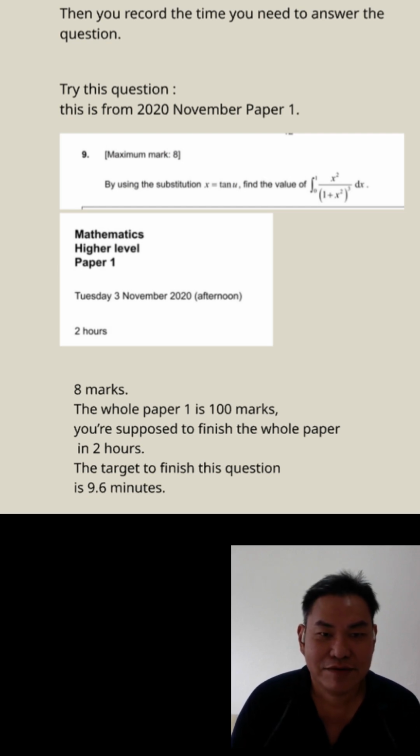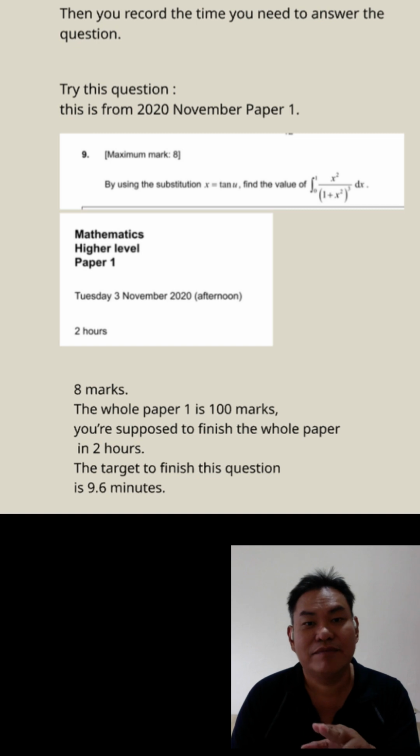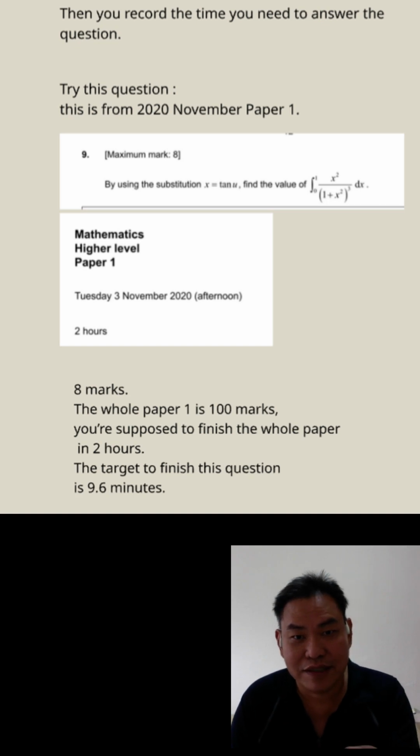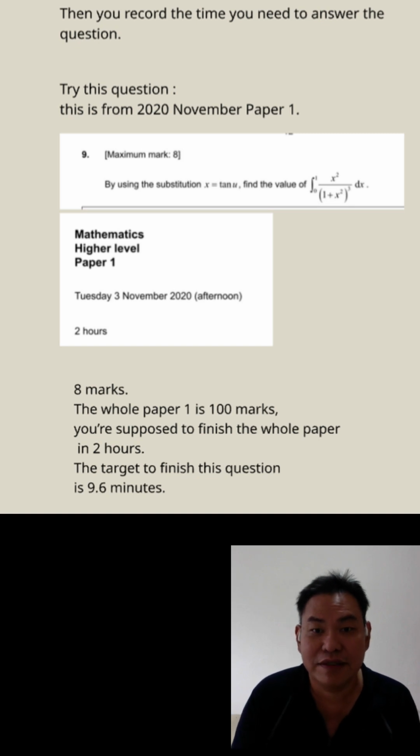This question is from 2020 November paper 1. It is the integration question, right? Then you use a substitution x equals tangent u, then you have the integral of x squared over (1 plus x squared) cubed. The question is 8 marks.